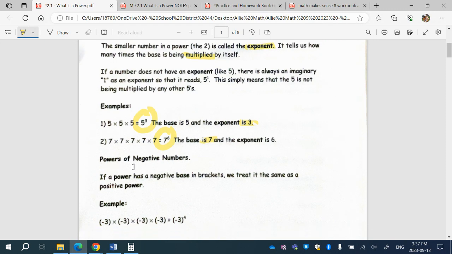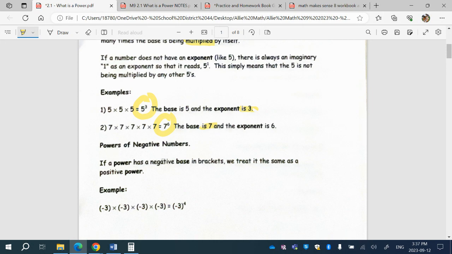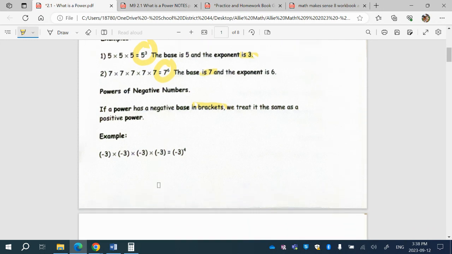There are some rules that we need to know for the powers of negative numbers. So if a power has a negative base in brackets, we treat it as the same as a positive power. So for example, if we're looking at (-3) times (-3) times (-3) times (-3), we write it as (-3) to the power of 4. So the brackets are super important when we're talking about powers.